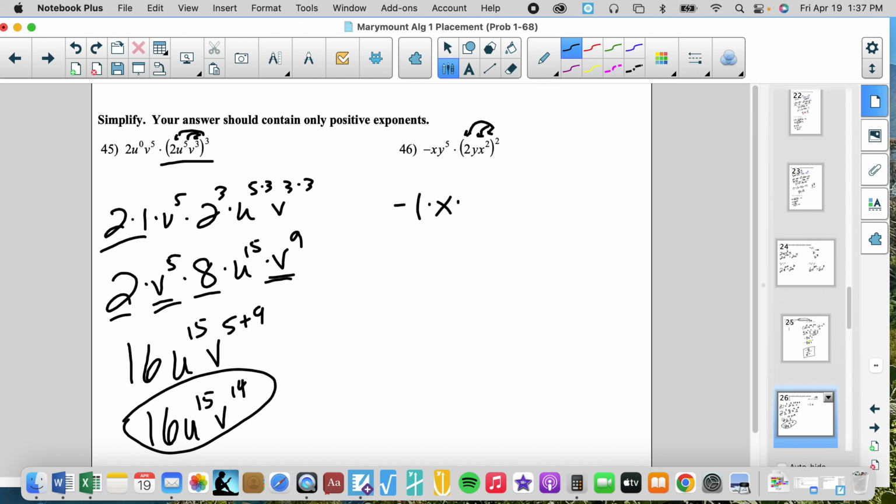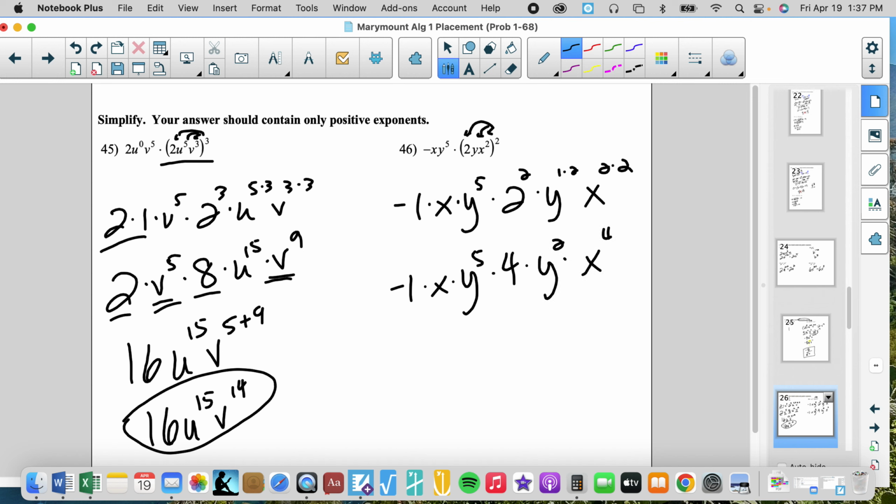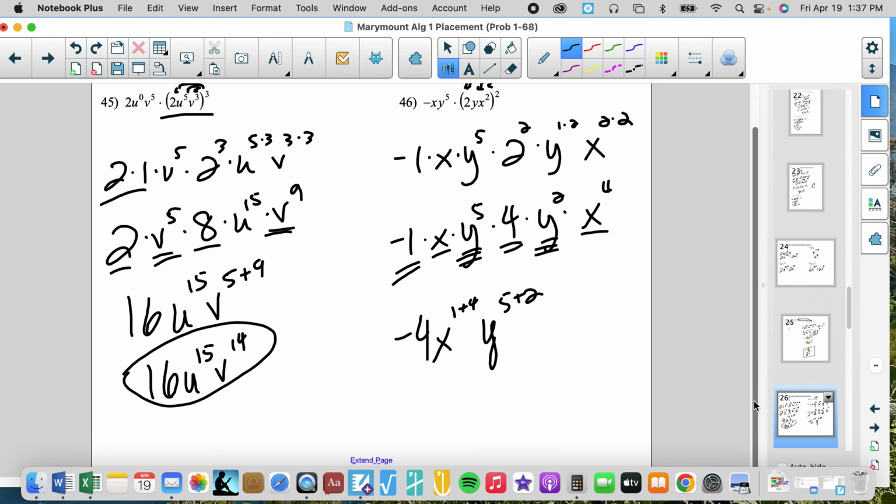-1. We'll just put -1 just so you know that there's a -1 there. That's going to be 2 squared, y to the 1 times 2. We'll do that also, x to the 2 times 2, -1 times x times y to the 5th times 4 times y to the 2nd times x to the 4th. Let's do coefficients: -4. Let's do like bases: x to the 1 plus 4. And let's do our y's: y to the 5 plus 2. We're adding because we're multiplying like bases. -4, x to the 5th, y to the 7th. I'm surprised I didn't make that the 6th.